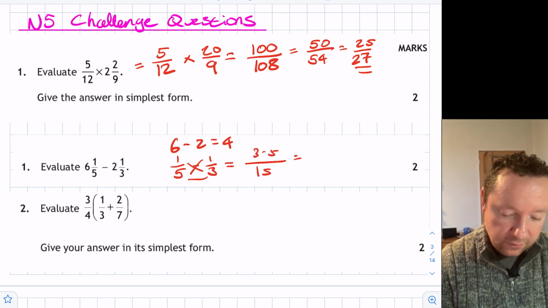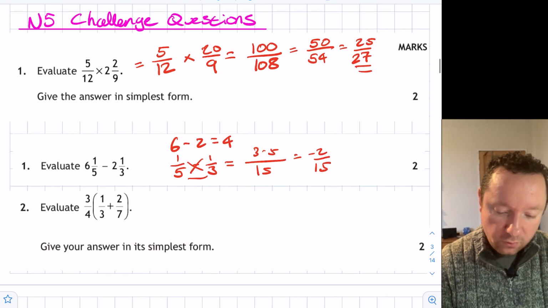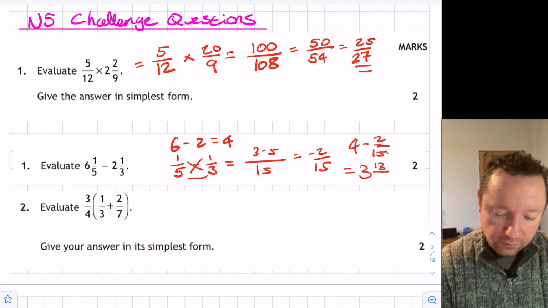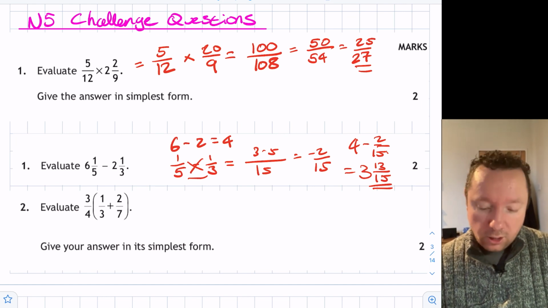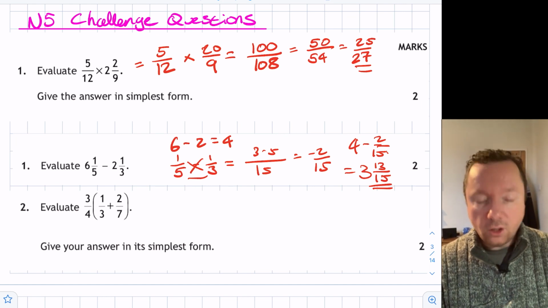So that is a negative answer. That's minus 2/15, but we can work that out. 4 minus 2/15. I just go down by 1 to get 3, and I'll have 13/15 left over. So that's a little tricky, that one. There's other ways to do that as well. You could have changed it to fractions first and then done it.